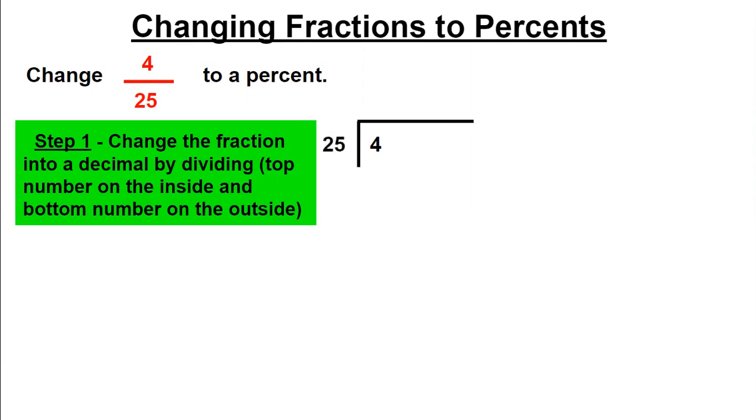Now we can't divide 25 into 4, can we? That doesn't make sense. So we put a point and a 0. And then we put the point above it. And now we divide 25 into 40. 25 goes into 40 only one time. And then I multiply. 25 times 1 is 25. 40 minus 25 is 15. I don't have a 0 remainder and nothing repeats, so I'm going to put another 0 here and bring it down.